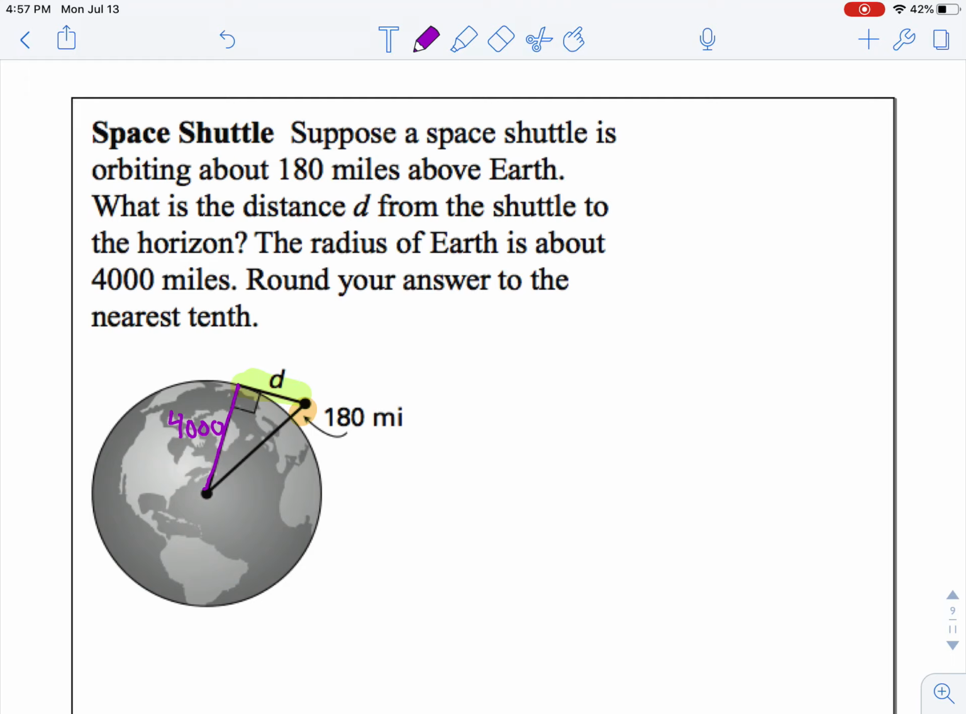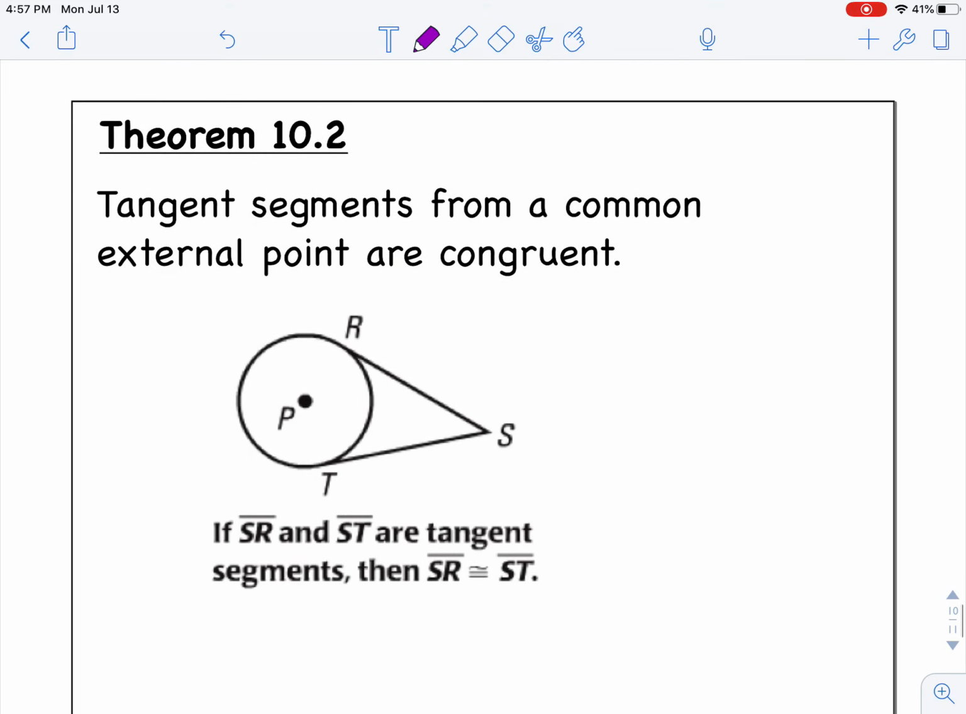So this radius right here is 4,000 miles. So again, it is a right angle right there with the horizon. So we can set up an equation that d squared plus 4,000 squared is equal to, and then how long is the hypotenuse? Well, this part of it to there is 4,000. So the whole hypotenuse is 4,180 units squared. So go ahead and see if you can solve that, and then you can check back to the answer key, or the notes for the correct answer.